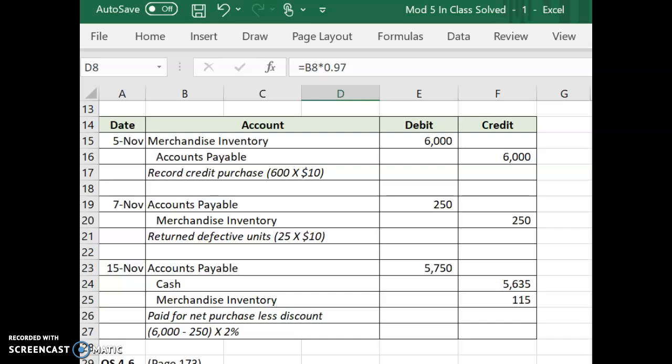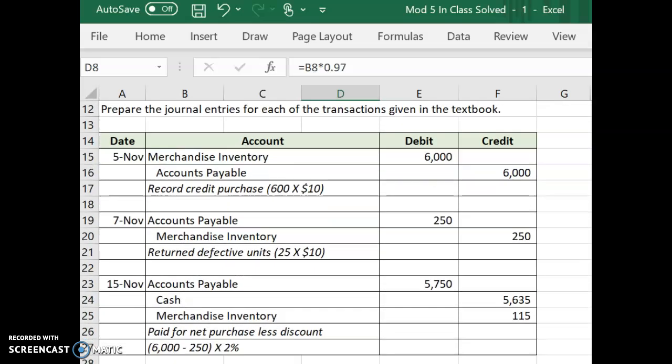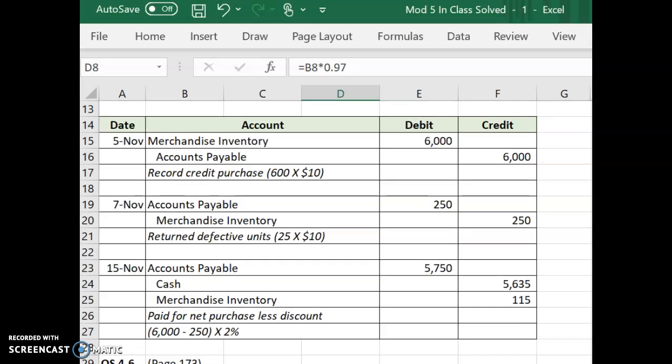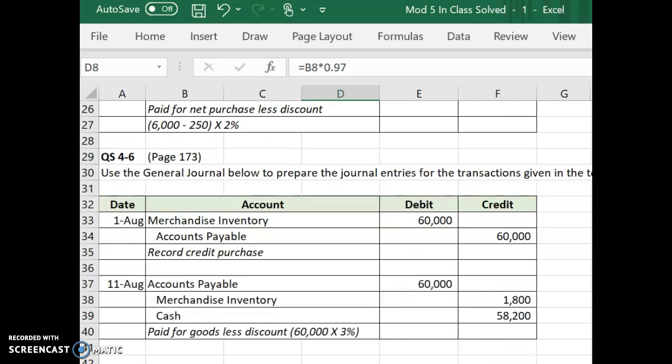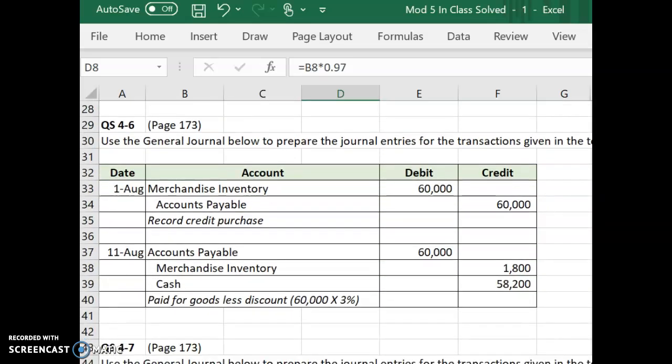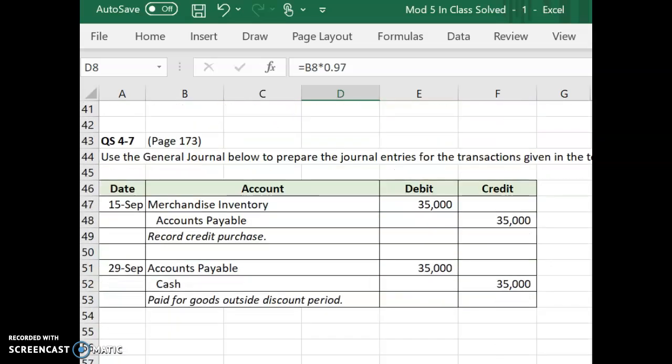Here you can see the correct entries for recording the transactions for QS 4-5. And QS 4-6, here are your responses, the correct responses. Please make sure to get in touch with me if you have any questions. And here is QS 4-6.